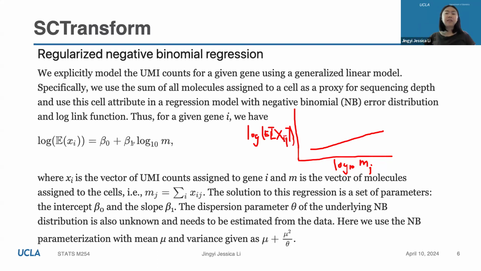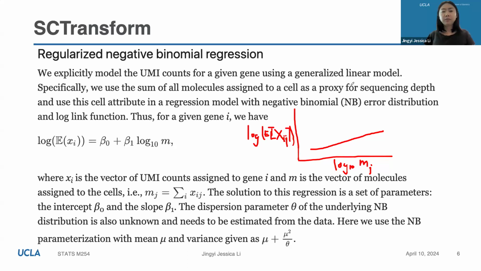Then you can see that if I get rid of the log on the Y scale, I can have a relationship between just the expectation of Xij and log of Mj. For that, you might have something like an exponential curve, right? Because right now it's a linear curve. After you take the log out of Y, you get an exponential term. Then you compare your observed Xij to this line, and you take the residual. The residual is the remaining part of your original Xij after we remove the size factor, the library size effect. That's the whole rationale.